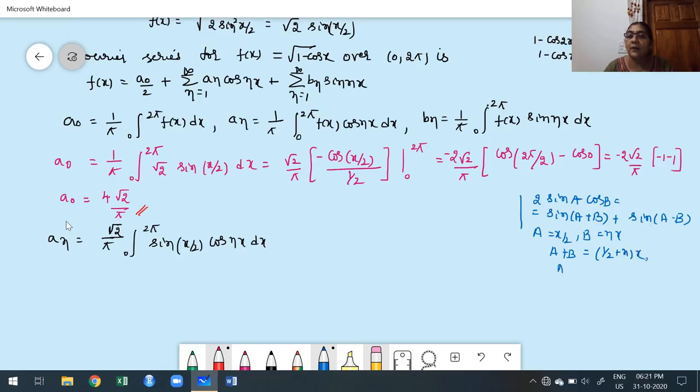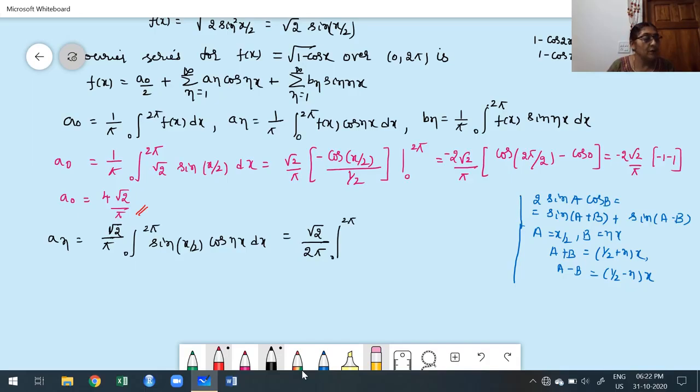And then A minus B. What is A minus B? It is nothing but half minus n into x. Just take x as a common factor. Now here we don't have a 2, therefore multiply and divide by 2. Therefore 1 by 2 comes in the denominator. Therefore root 2 divided by 2 pi. Are you clear now? Multiply and divide by 2 because of 2 sin A cos B. For this, we get 0 to 2 pi.